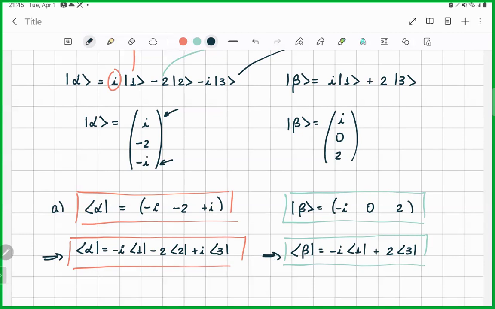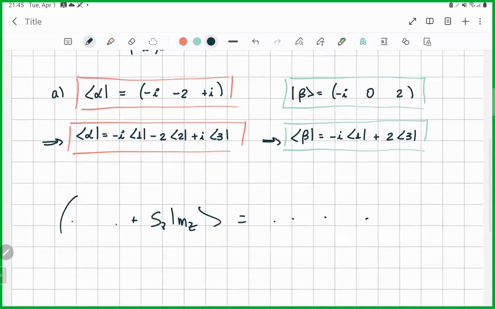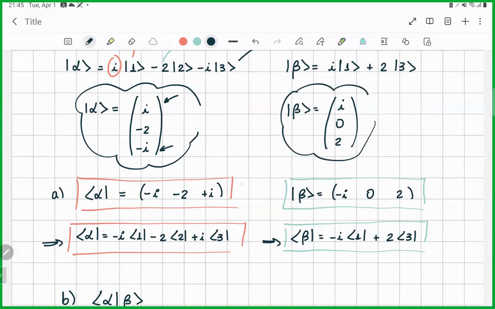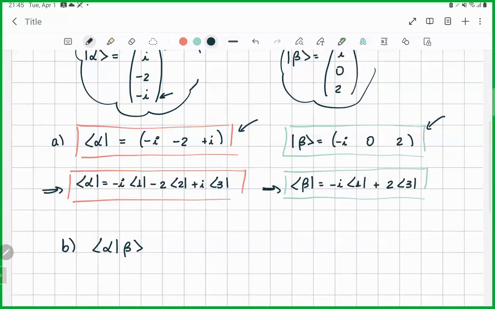Part B. Now what we want is the inner product of alpha with beta. We have the bra for alpha and the ket for beta, so that's what we have to do. That's why I like to write the vectors in this form, as columns or rows, because then it becomes straightforward to compute this inner product between alpha and beta.